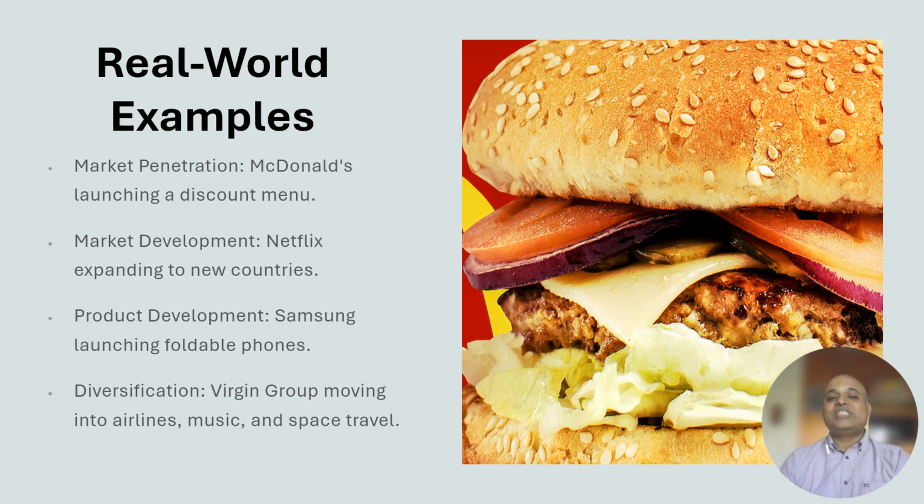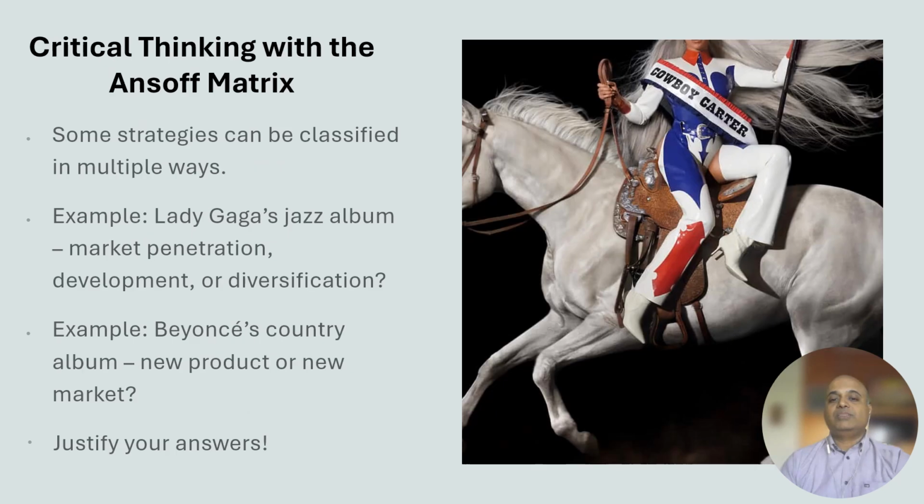This is one of the best examples of diversification. Virgin started as a music company but later expanded into airlines, telecommunications, and even space travel with Virgin Galactic. Each of these ventures entered completely different industries, making it a high risk but potentially high reward strategy. So as you can see, businesses strategically choose growth strategies based on their goals, market conditions, and risk tolerance.